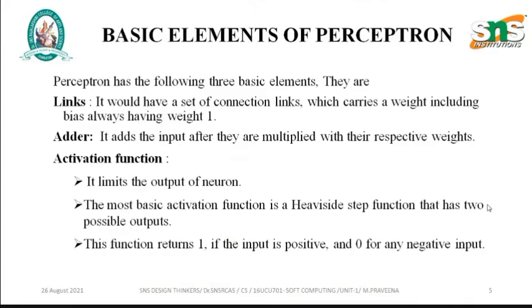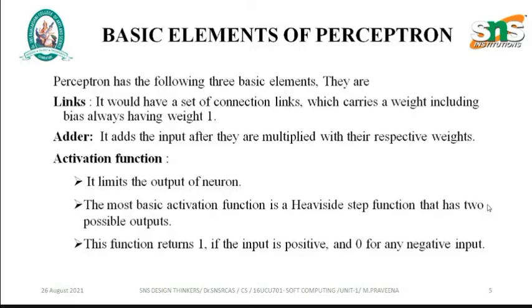Okay, so that's what is given here. In the adder, we have to multiply the inputs with their respective weights and add them. Next one is the activation function. This activation function limits the output of the neuron. Depending upon this activation function only, the output of the neuron will be received.